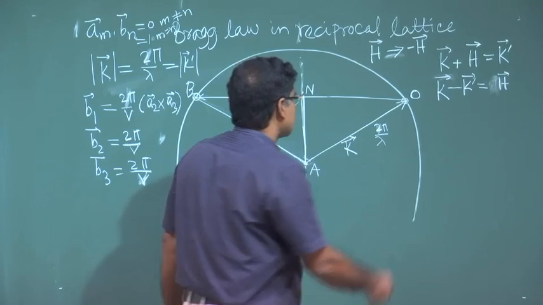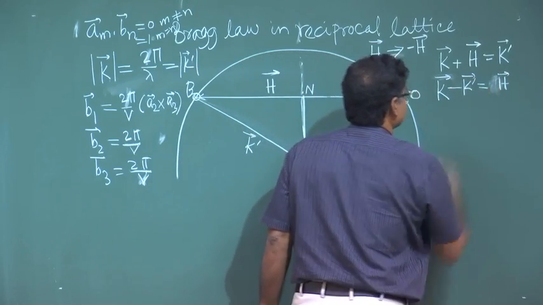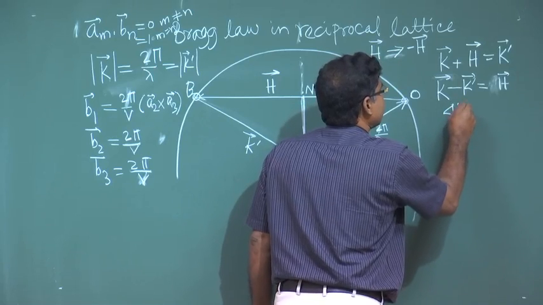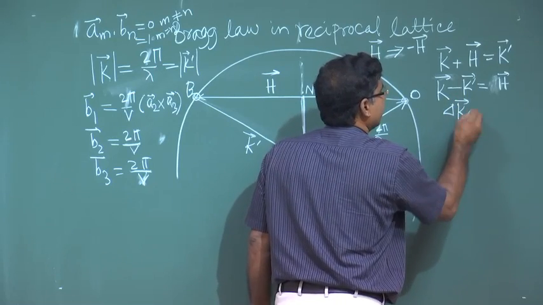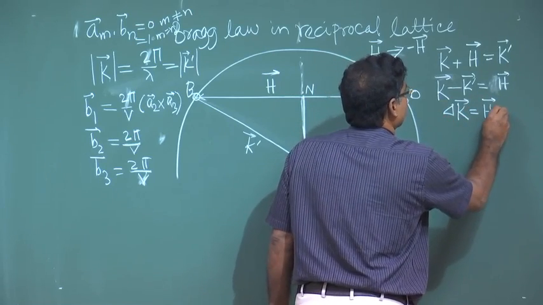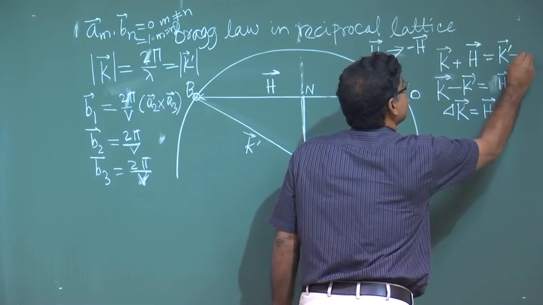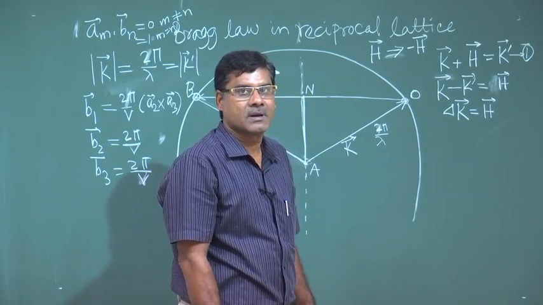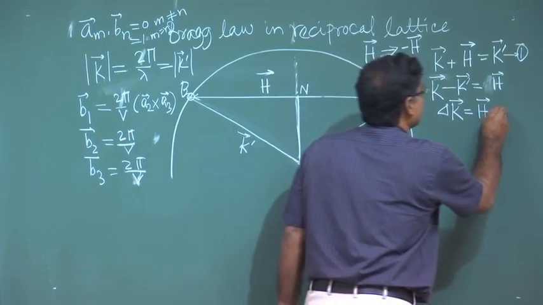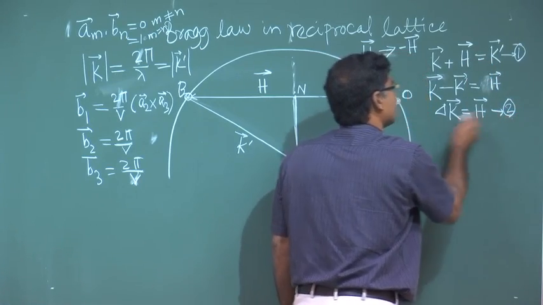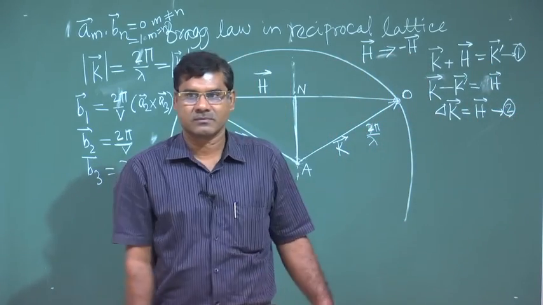Okay. So this one can write delta k, del k equal to h. Okay. So this is, say, equation 1, or the same thing is coming in another form, say equation 2. Okay.